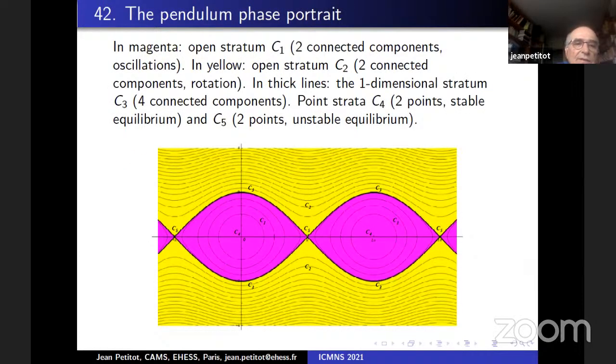Here is a phase portrait. In magenta, you have the open strata of oscillating motions. In yellow, the rotating motions, and in thick lines, the stratum C3 between the strata C1 and C2, and also point strata, which correspond to the stable and unstable equilibrium.